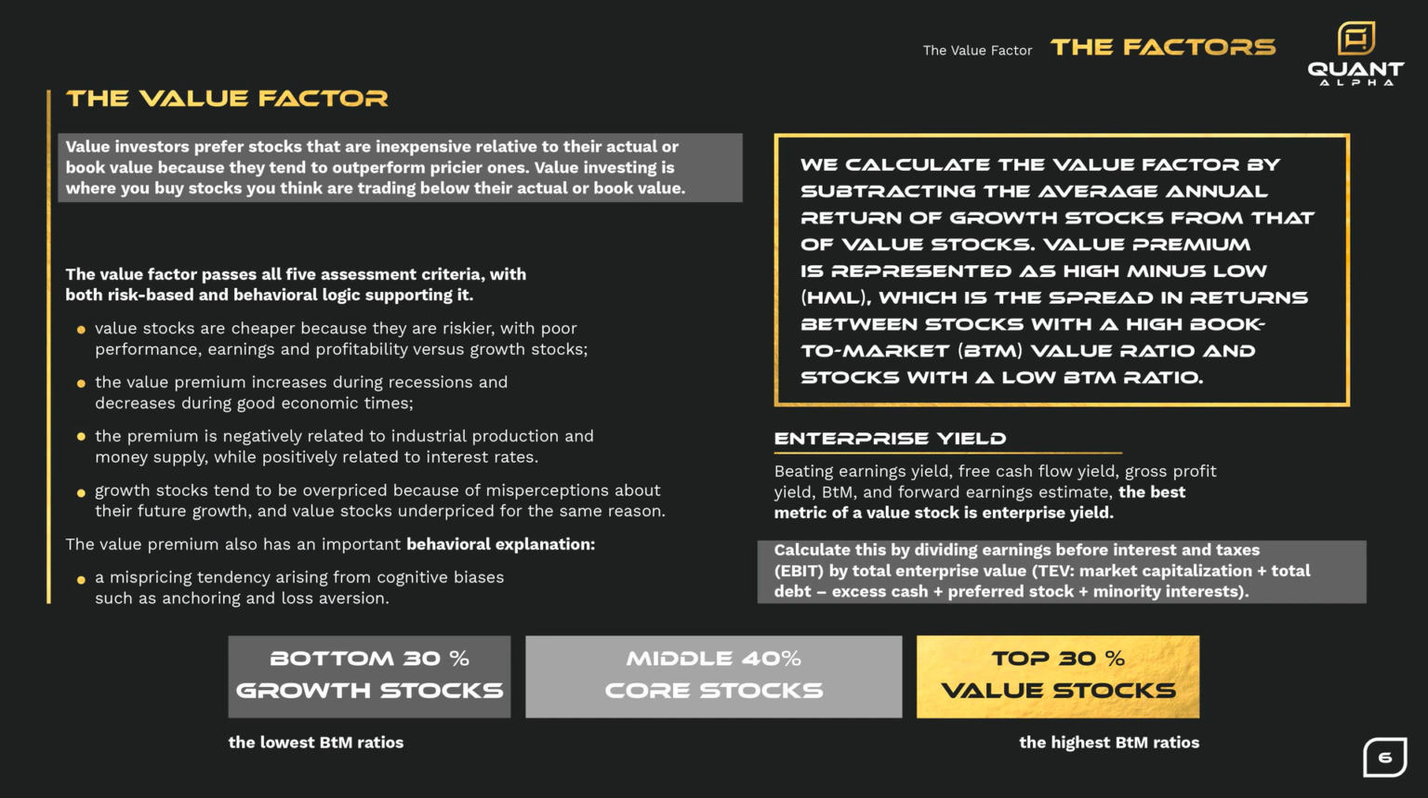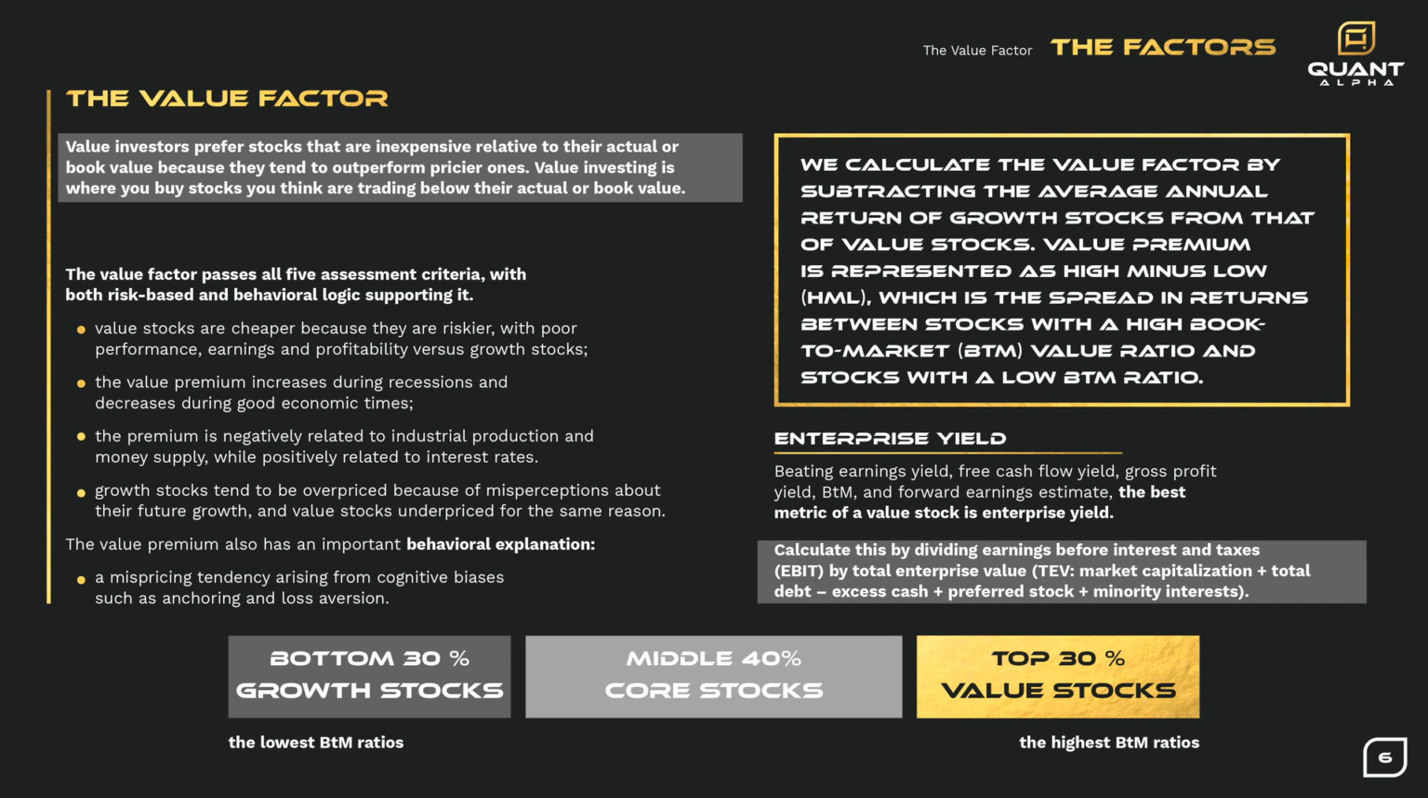Value premium is represented as high minus low, HML, which is the spread in returns between stocks with a high book-to-market, BTM, value ratio and stocks with a low BTM ratio. We categorize the top 30% of stocks with the highest BTM ratios as value stocks, the bottom 30% with the lowest BTM ratios as growth stocks, and the middle 40% as core stocks. The value factor passes all 5 assessment criteria, with both risk-based and behavioral logic supporting it.